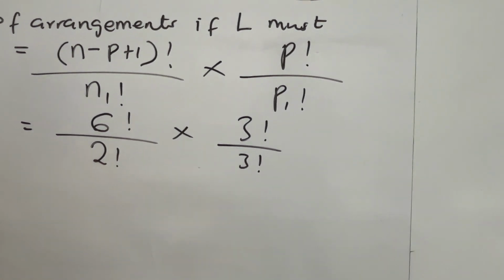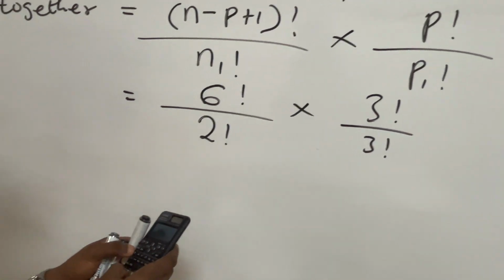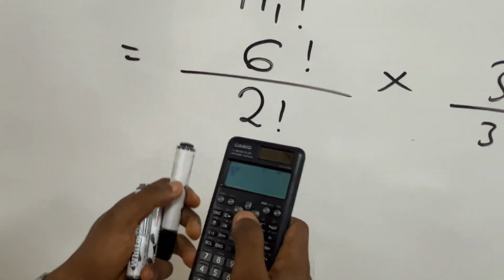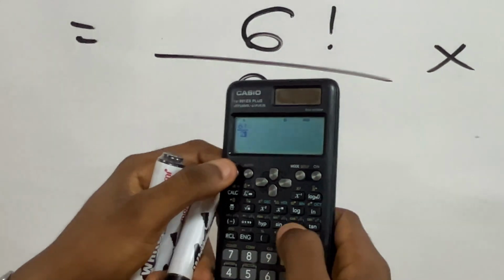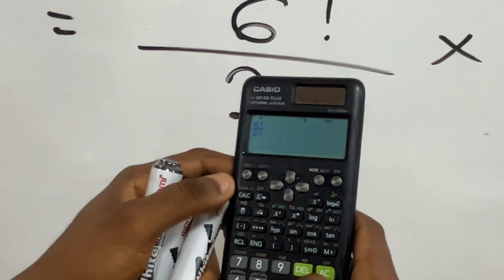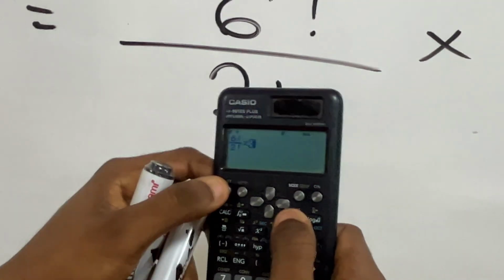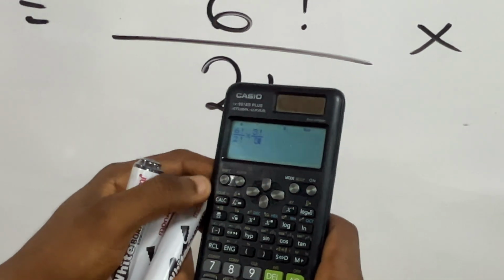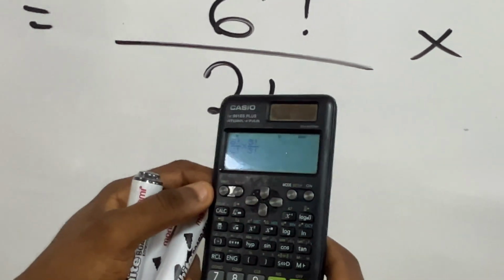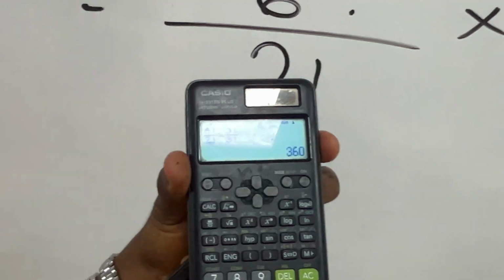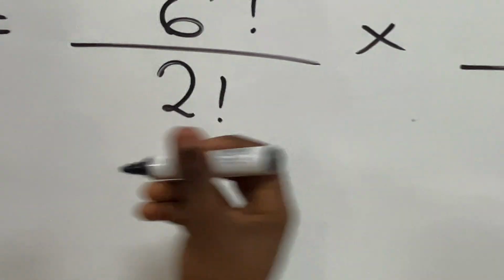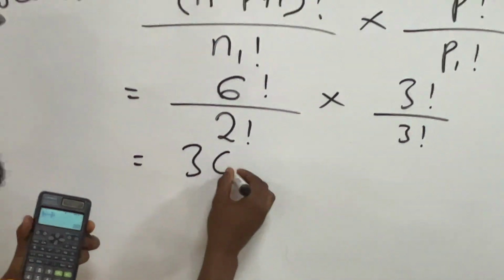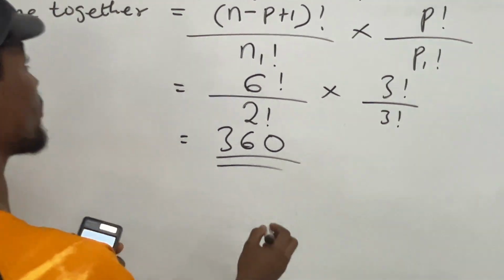So viewers, here is just calculator work. So I have 6 factorial over 2 factorial, then times 3 factorial over 3 factorial. By the help of the calculator, we are getting 360, as simple as that.